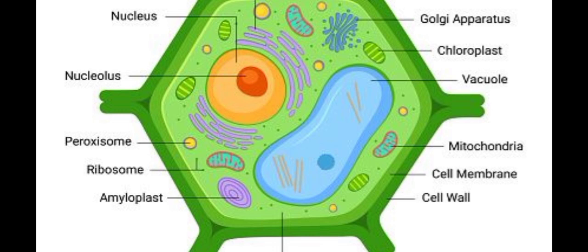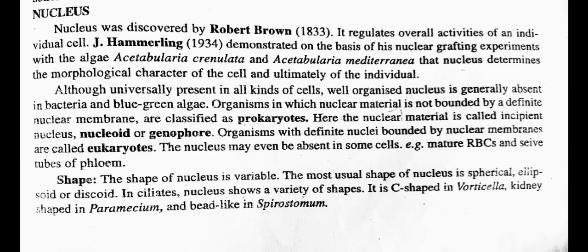it is present at one side due to the presence of a large structure at the center, we call it the central vacuole. Now, central vacuole occupies the center region of the cell. So, in the case of plants, nucleus is present at one side.